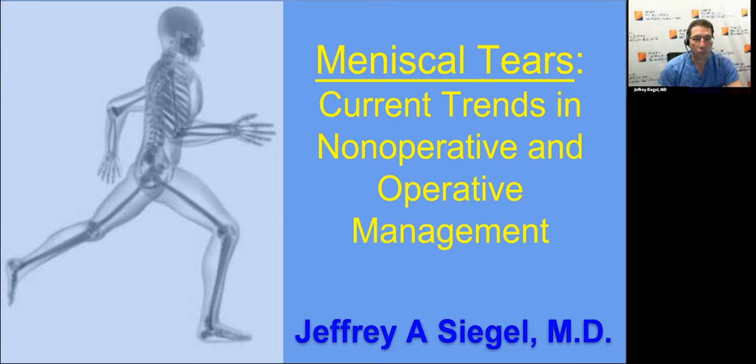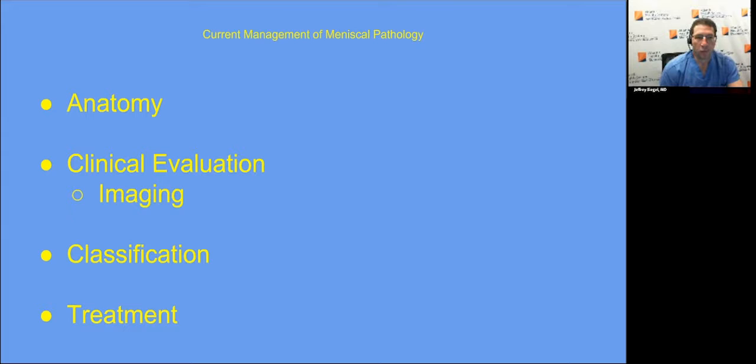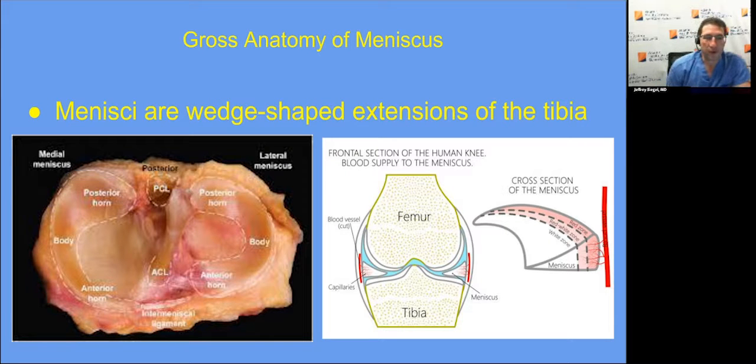So tonight, the topic is meniscal tears and discussing current trends in both operative and non-operative management. And so we'll dive right in. Just a brief overview. We're going to review some anatomy. Many of you may have not seen the inside of a knee for quite some time. We're going to discuss the clinical evaluation of a patient complaining of knee pain with particular focus on appropriate timing for imaging. We'll review the classification of these types of injuries, and then, of course, discuss the treatment of meniscal pathology.